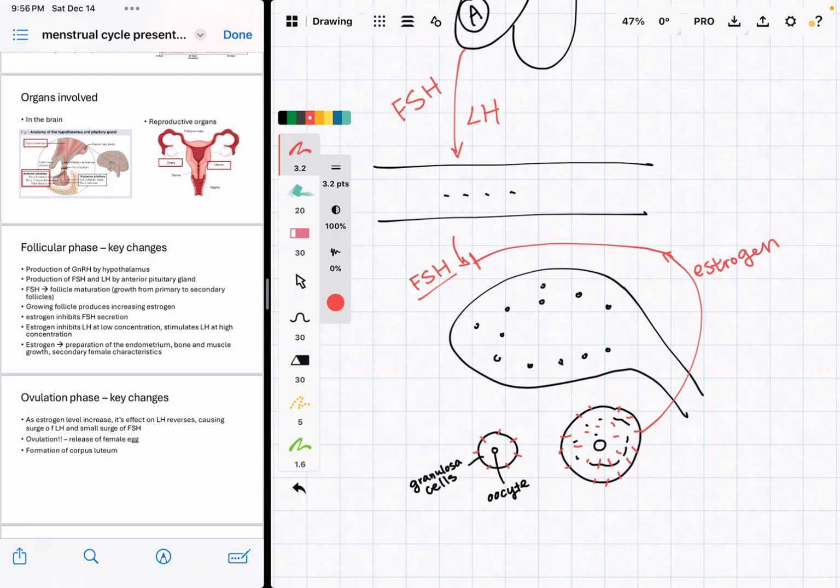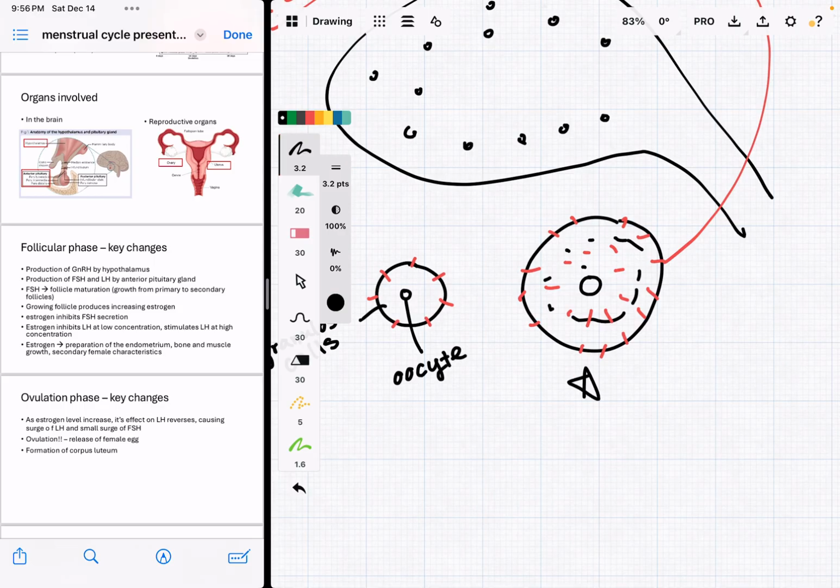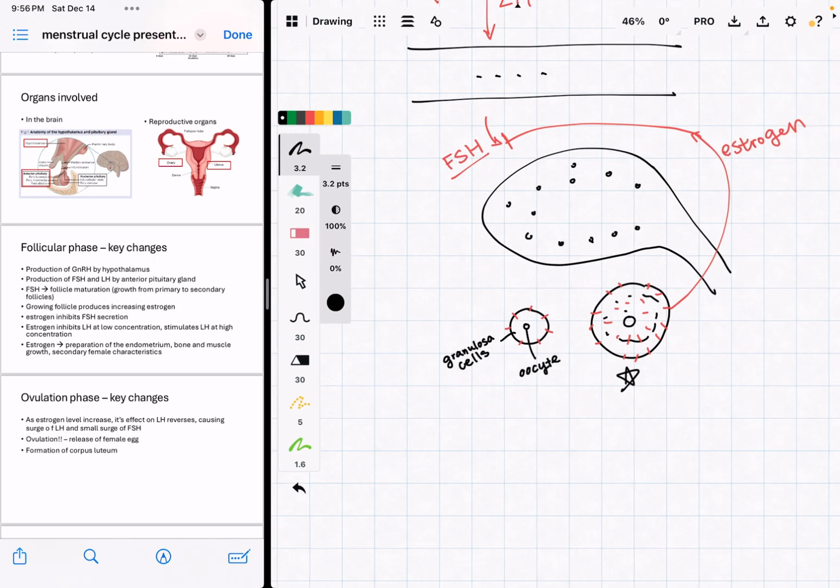Therefore, as more follicles mature and produce increasing levels of estrogen, the levels of FSH will also decrease, and this leaves only the biggest follicles with the most receptors able to continue to grow in response to the FSH levels. Therefore, by the end of the follicular phase, only one mature secondary follicle will be produced. So this is the selection mechanism of the menstrual cycle, so that with each menstrual cycle, only one follicle is going to be produced.